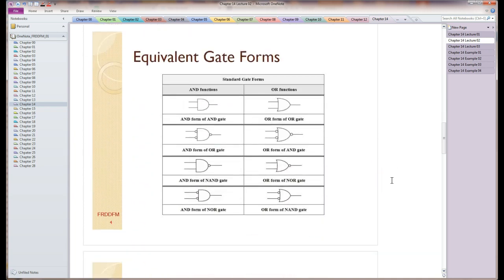The other approach was to use equivalent gates. The notion behind equivalent gates is there are two forms of AND gates, which are these two forms. There's two forms of OR gates, which are these two forms, two forms of NAND gates, which are these two forms, and two forms of NOR gates, which are these two forms. So we can go back and forth between these forms. The most important thing is we're going to use the gate that's most appropriate to the function that the gate's actually executing.